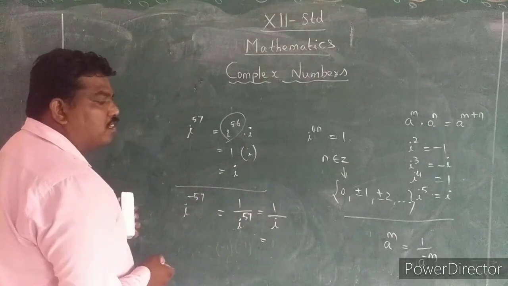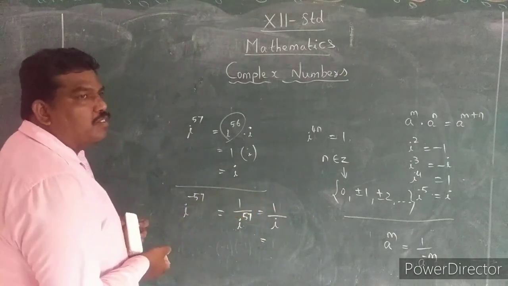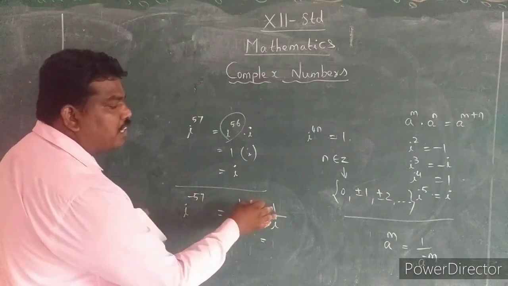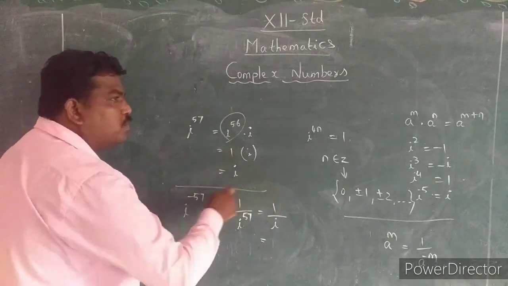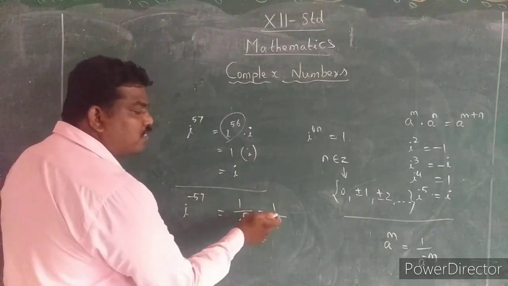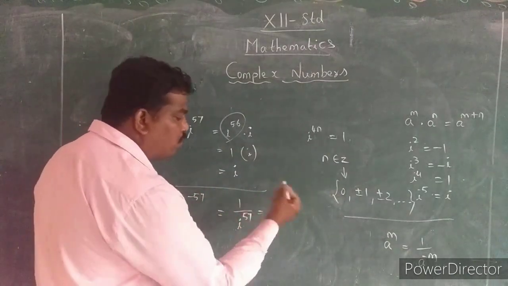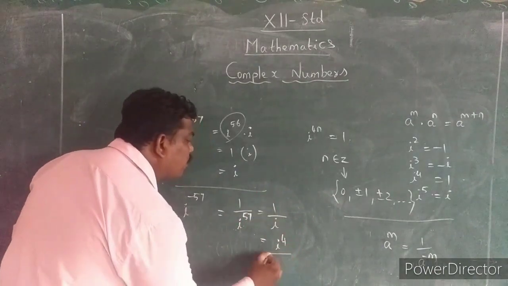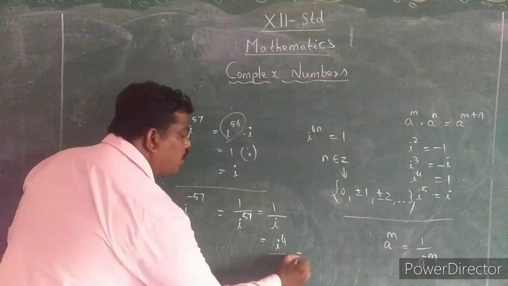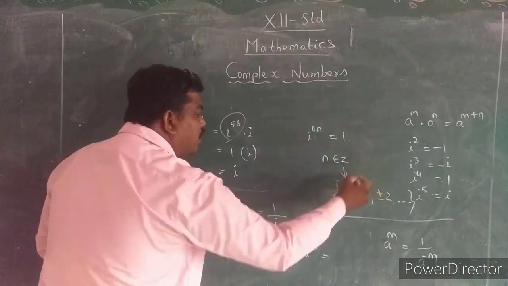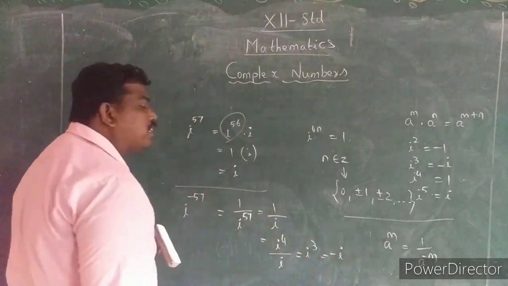So 1 by i. It is not a proper structure in a complex number. In the next class we can see in detail how to simplify this. Now here I have to simplify something more. I already know that i power 4 is 1, so multiplying numerator and denominator by i cubed, when you cancel, you get the answer as i cubed. I know the value of i cubed. What is i cubed? Nothing but minus i.